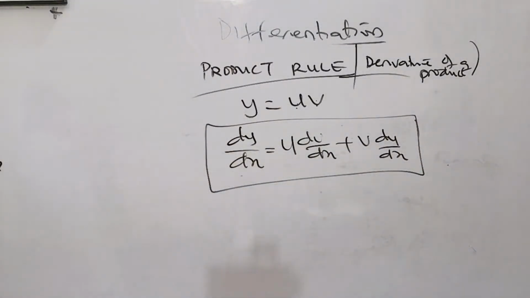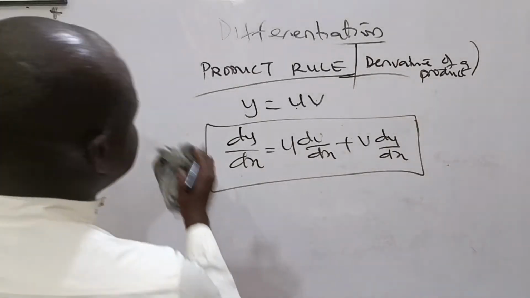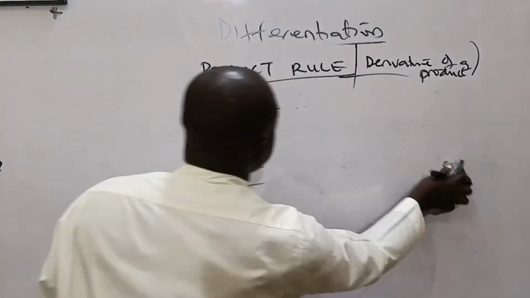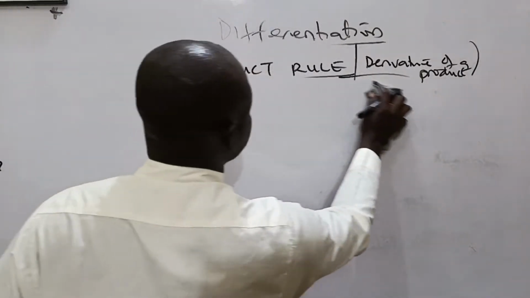If you have a product of two functions, what you normally do is pick the first function and differentiate the second one, plus you go back and pick the second function and differentiate the first one. That's what we do under the product rule. So let me just take one example under the product rule. Then we close the class. We continue from there.